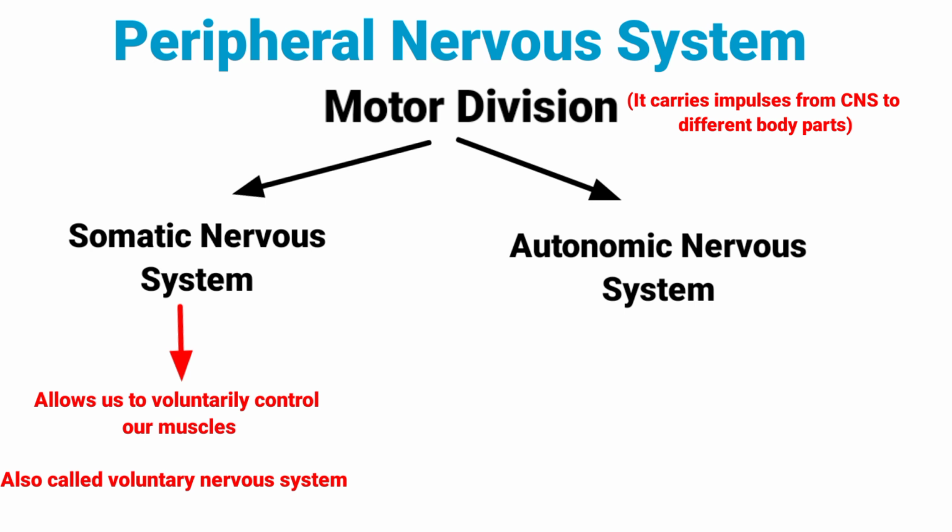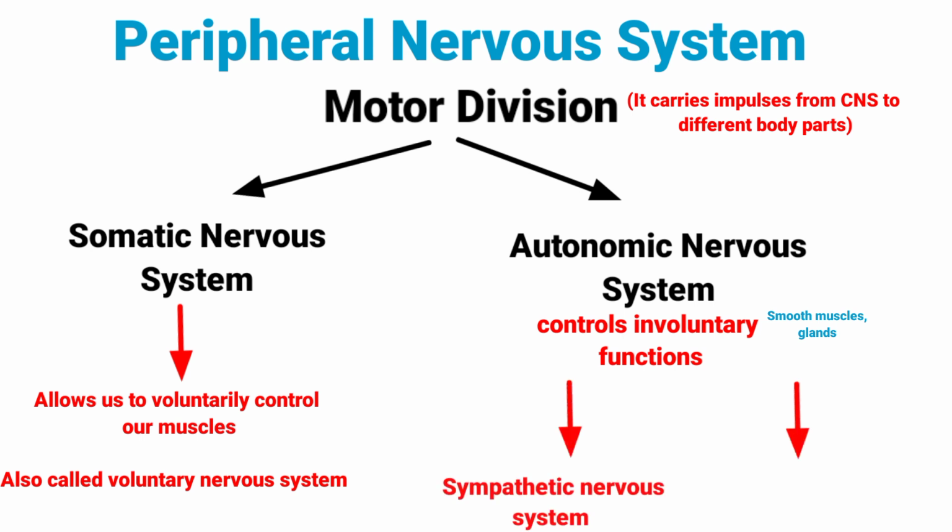The next is autonomic nervous system. The autonomic nervous system regulates events that are autonomic or involuntary, such as the activity of the smooth muscles and glands. This subdivision is commonly called the involuntary nervous system. There are two further subdivisions of this autonomic nervous system: the sympathetic nervous system and parasympathetic nervous system.